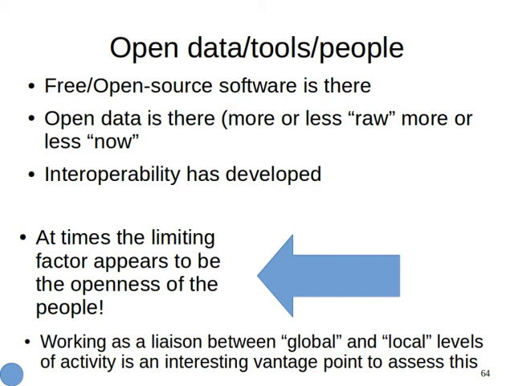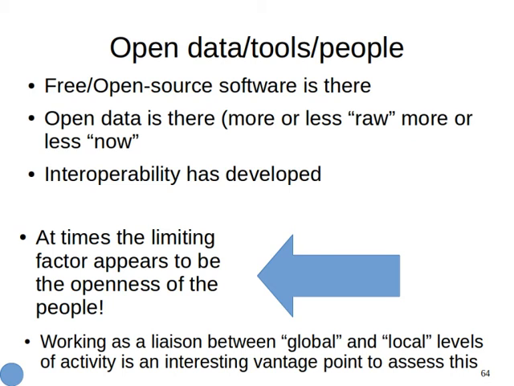What is interesting for me is that free and open source software is there. FOSS4G is there, and we know where to find things. Open data is there, it's raw data now. People are advocating. Interoperability has developed, and so on. My impression is sometimes that at this point the limiting factor will be the openness of the people involved with the data and tools. In my work as a liaison between the global and the local level, I think it's interesting to assess these points and ideally share them with you.